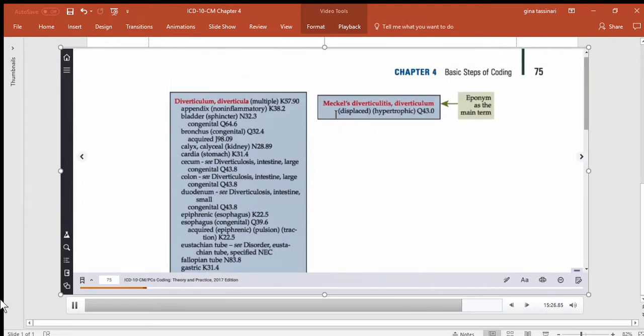Now, if you were having some trouble determining what your main term is in a situation like this, a little trick that was taught to me a long time ago when I was a freshman in coding is read it backwards. Often the main term that we're looking for is the first word in our diagnosis. When you read it backwards, now what the first word is. The first word is diverticulum. And that really is the main term.